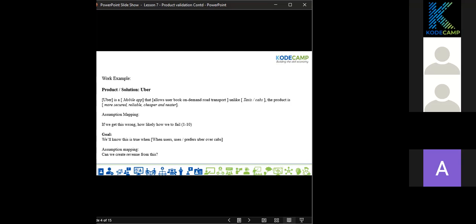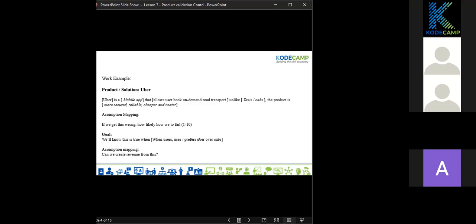Then, what does this application help with? It helps to book on-demand road transport, as against your competitors. As against who? Taxis and cabs, right? So what is the benefit of this product? It's more reliable, more secure, and cheaper.